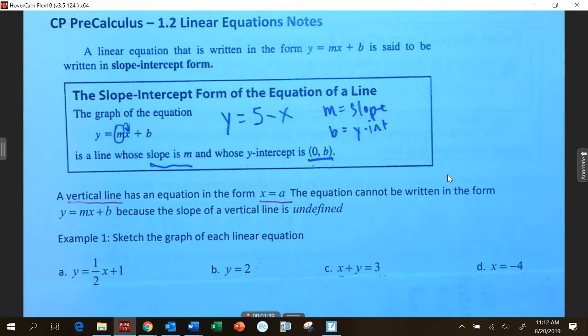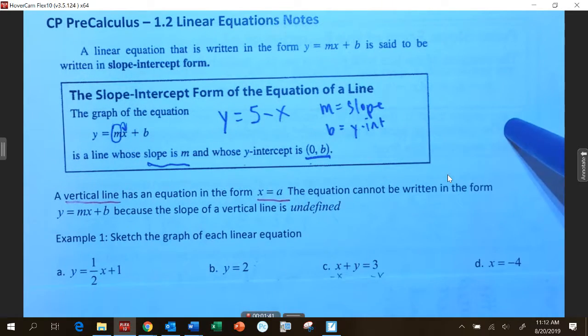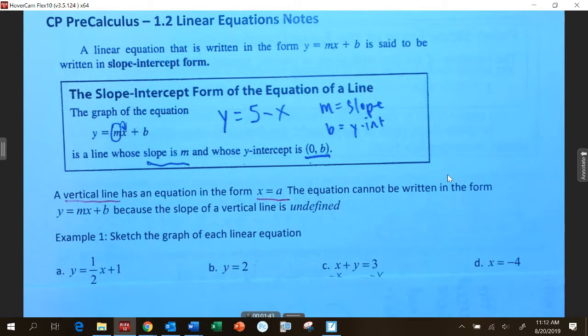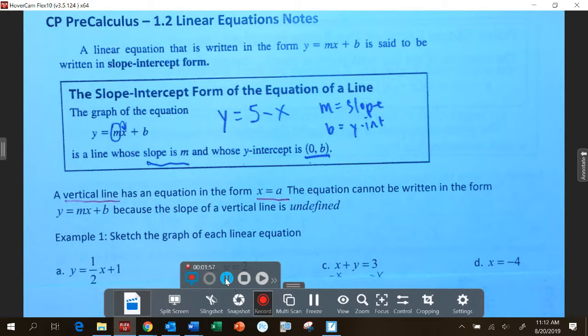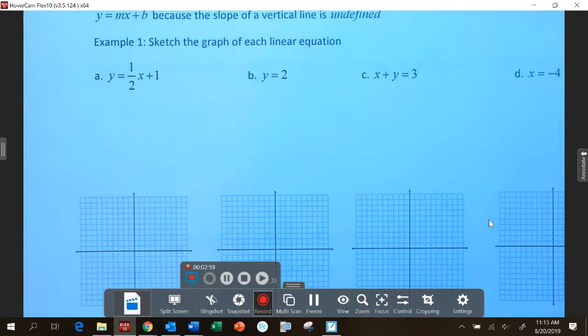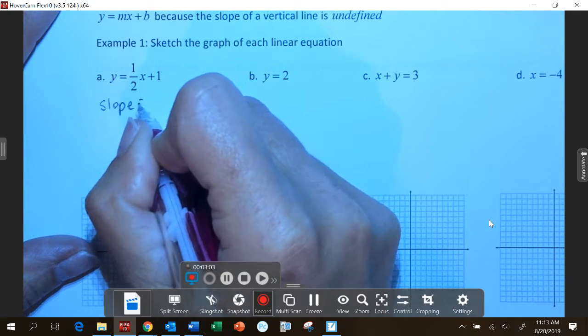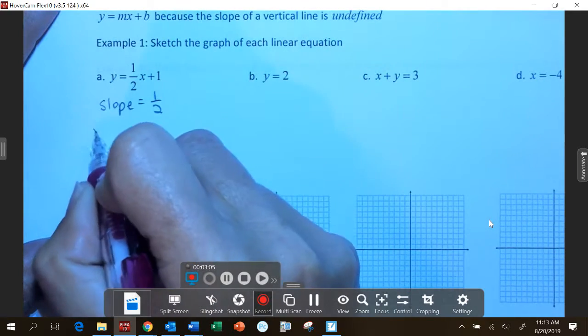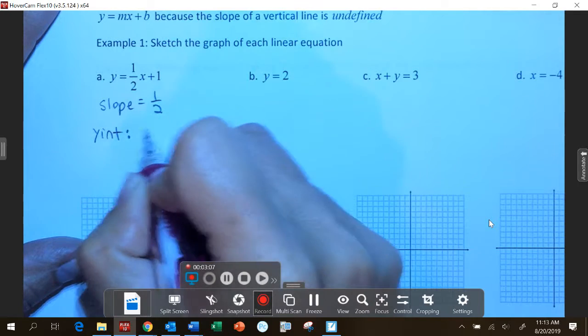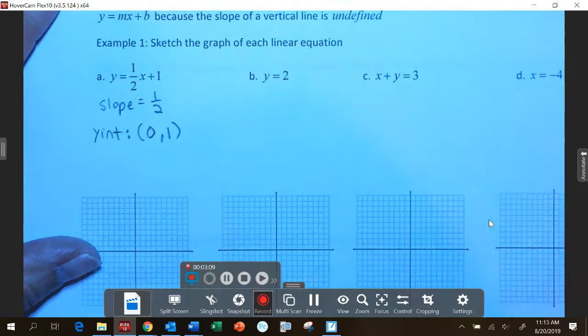So I want you to take a moment, and for these 4 equations right here, I want you to find the slope and the y-intercept of each of them, and you'll see space where you can write the slope and the y-intercept of each of those. And then we'll go over that. Okay, so for question A, the slope is 1/2, and then the y-intercept is at (0, 1).